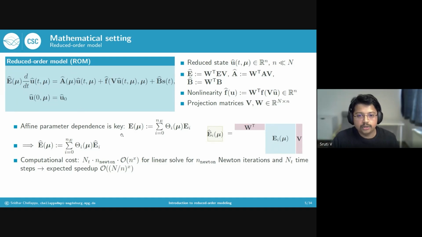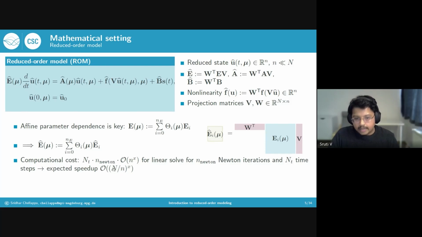Assuming that this assumption holds good for this model, then this is the computational cost. So we have the same number of time steps and number of Newton steps. And now the cost of solving one linear solve of this model is just small n to the power x, with the resulting speed up of capital N by small n.